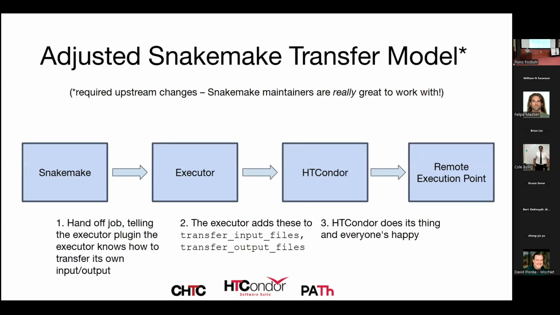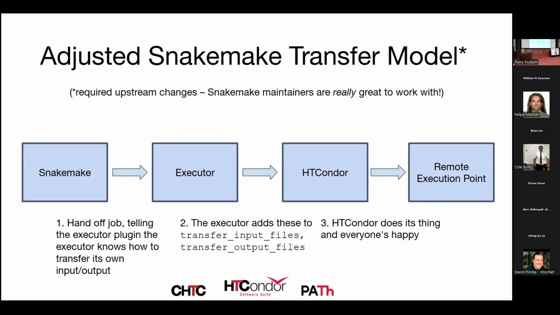And I just want to shout out again to the Snakemake maintainers. They're really great to work with. They really care about getting these things to work. They want to see their tools used by the types of people in this room. And so they're willing to help figure out how we can make this better.